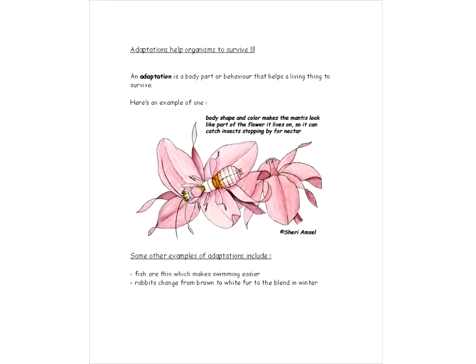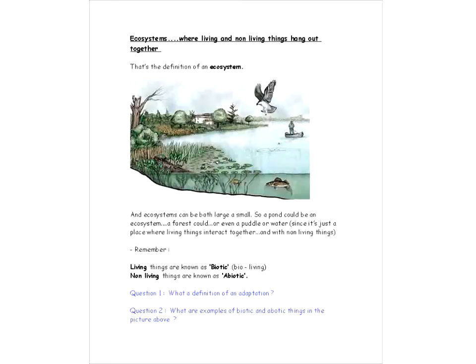Well, for instance, fish are thin, they're really streamlined, and that helps them to swim better. And rabbits, we know, with wintertime coming up in the next little while, we see rabbits changing from brown fur to white fur, and that helps them to blend in better in the wintertime. So again, those two are examples of adaptations, which again are either body parts or behaviors that make a creature well suited to its environment, to the specific conditions that it has in its environment.